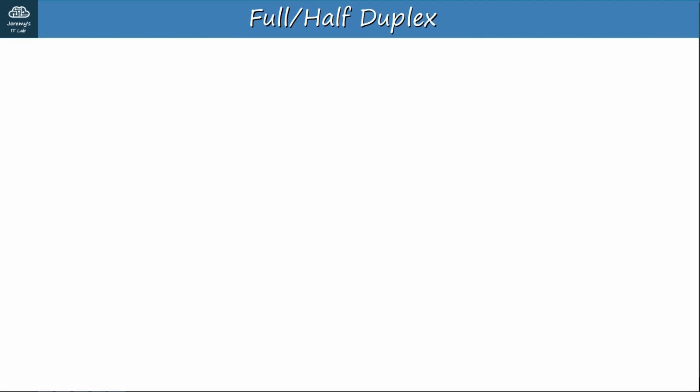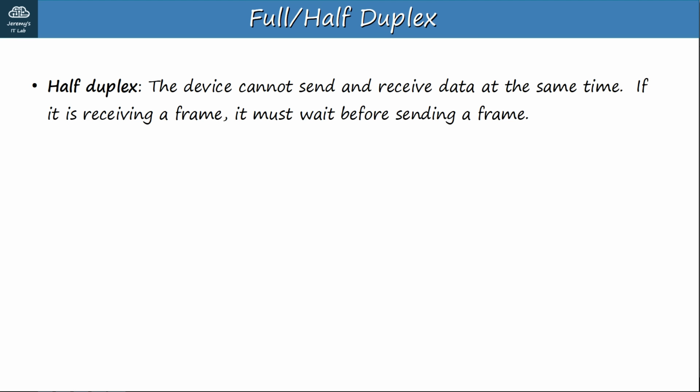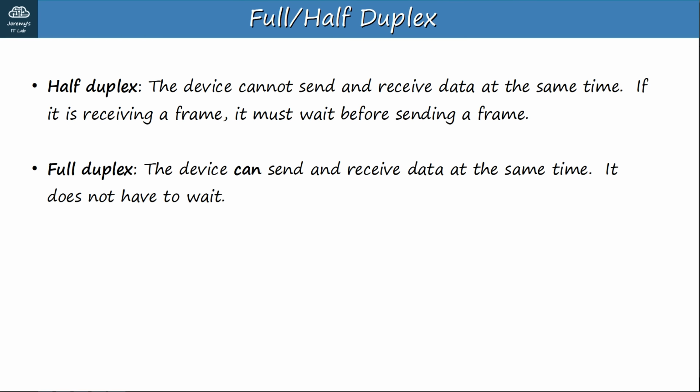Before talking about auto-negotiation, I want to explain full and half duplex. I have briefly mentioned it a few times, but haven't explained it in depth yet. Half duplex means that the device cannot send and receive data at the same time. If it is receiving a frame, it must wait before sending a frame. Full duplex means that the device can send and receive data at the same time. It does not have to wait.